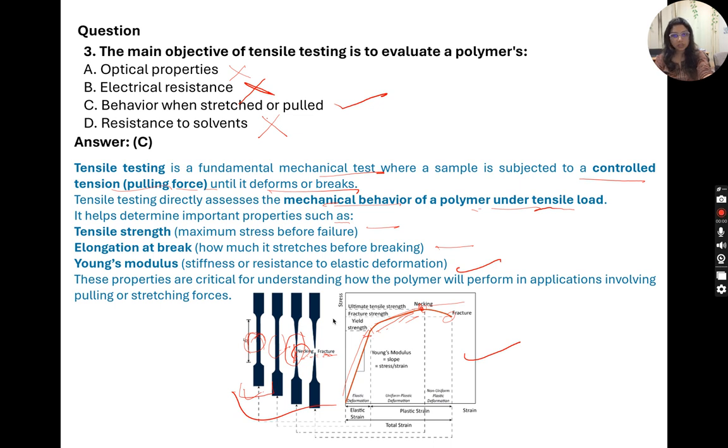And these properties are very critical for understanding how the polymer will perform in applications involving pulling or stretching forces. Like if we need to pull a material, how it will behave. So this generally measures the property, and that's how the tensile testing works. I hope this concept is clear to everyone. So let's move forward to the next question.